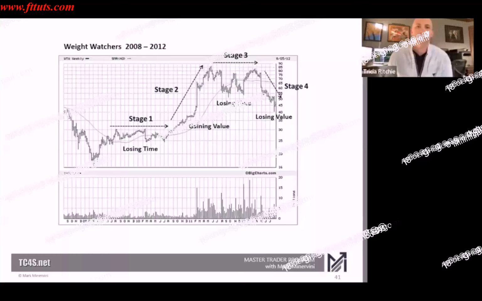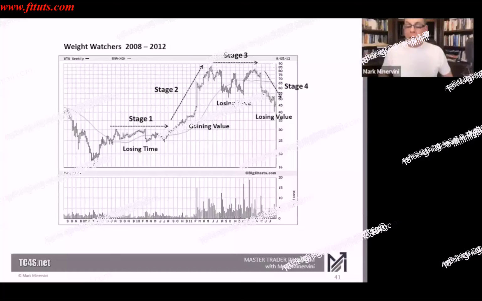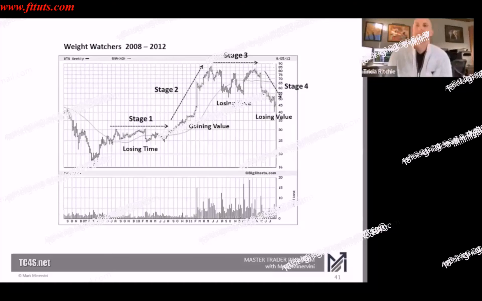Ironically, I traded this name. I remember Weight Watchers really well. They had an announcement or something like that. The stock went into a new stage 2 and had a great move. But once you got off it, it went nowhere for years. Yeah, I don't remember if this was the particular time, but Oprah had bought a big amount of shares.